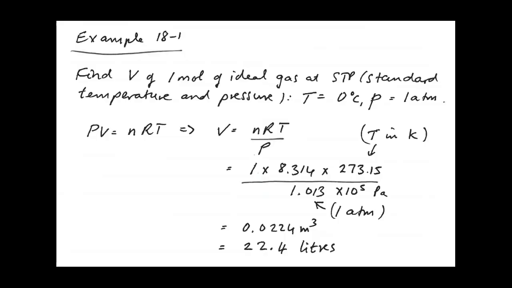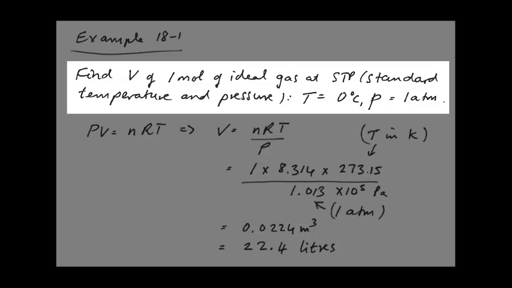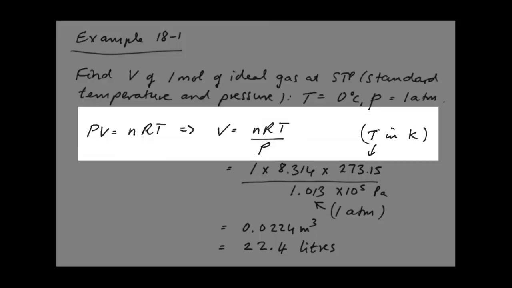We now look at 3 examples that apply the ideal gas law. In example 18.1, we are asked to find the volume of 1 mole of an ideal gas at STP, that is standard temperature and pressure, where the temperature is 0 degrees centigrade and the pressure is 1 atmosphere. We use the ideal gas law, PV equals nRT, and we solve for V equals nRT divided by P.